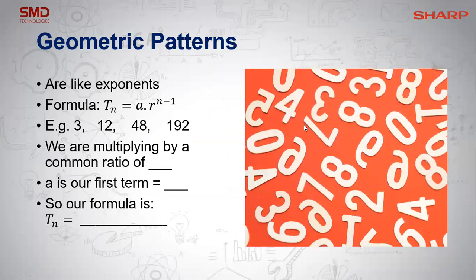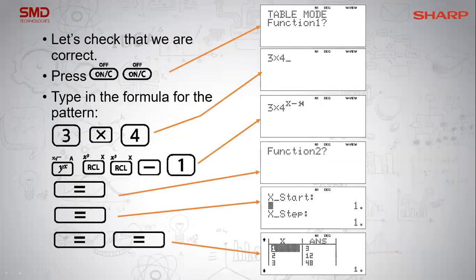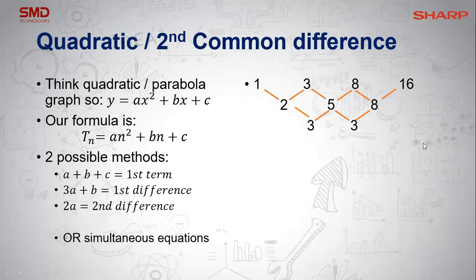I'm getting excited. Okay, so geometric patterns is when you multiply by the same ratio or the same value every single time. So 3 times what gives me 12, and that's 4. So I have 4 here. And then 12 times 4 gives me 48, and 48 times 4 gives 192. So our common ratio is 4, and our first term is 3. And then we know that our formula, if we just substitute it in, is 3 times 4 to the power of n minus 1. Okay, so that's it for geometric patterns. Again, you can go and check that it's correct by typing it into your table mode and checking your term values.